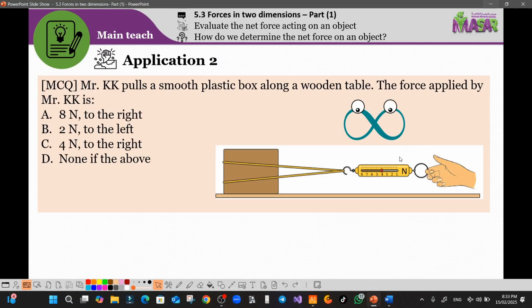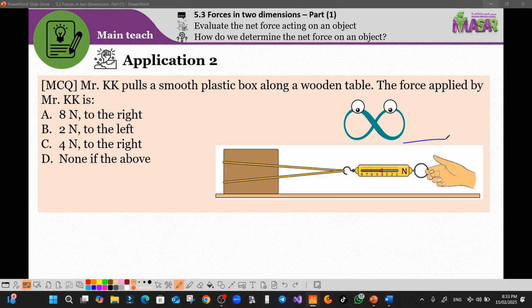And since Mr. KK is pulling to the right, the correct answer must be C, because C contains the 4 Newton, which is the magnitude, to the right, which is the correct direction of the applied force.